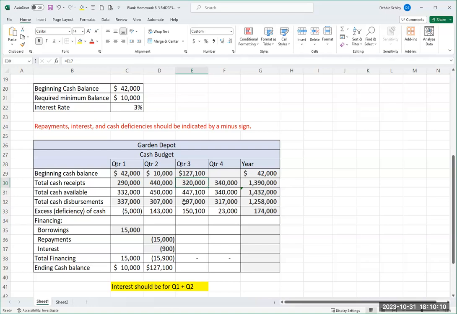Add those together. Here's my disbursements. And so again, we take the total cash available minus the total disbursements. Disbursement just means we paid it. So my total here is a lot more than $10,000. And so I didn't have to borrow any more money. And so this will be this plus this because there's nothing there.